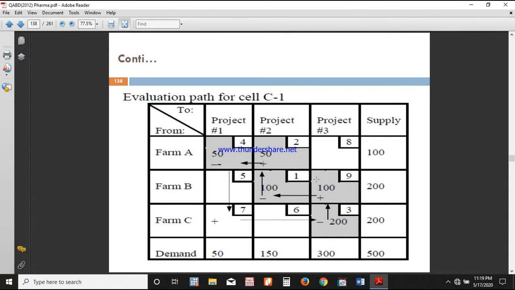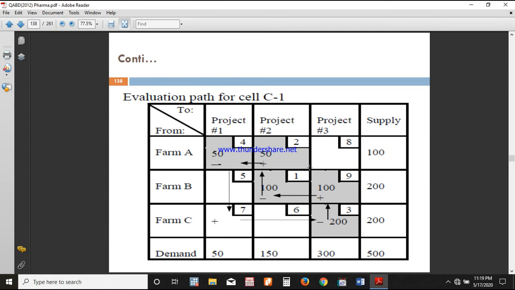Therefore, you select the lowest value from the minus signs, that is clearly 50. You reduce this value 50 in the minus signs, and you add this 50 in the plus signs. Therefore, plus, minus, plus, minus. Here it will become 50. Here it will become 0.